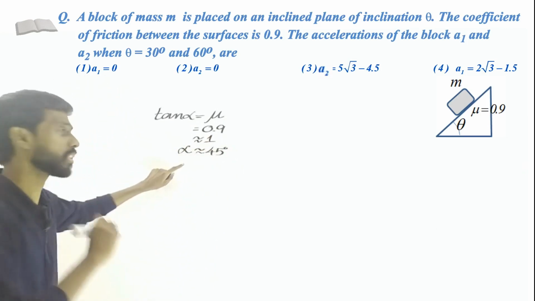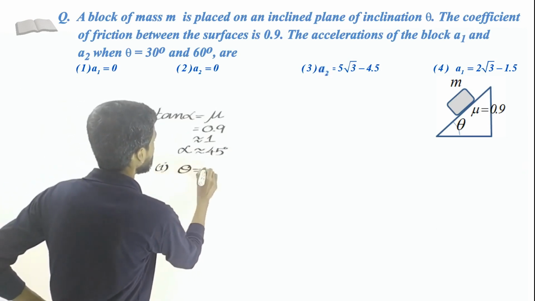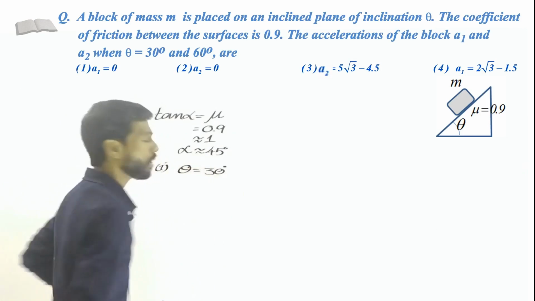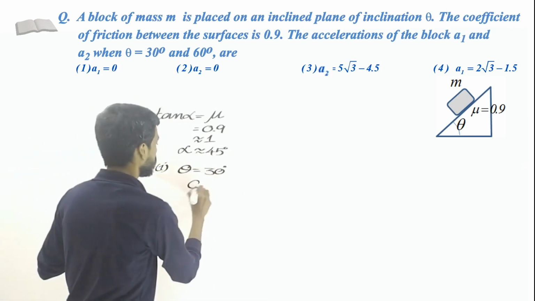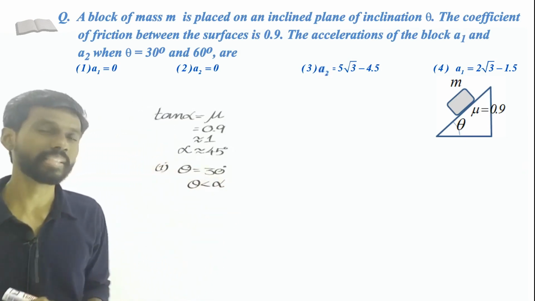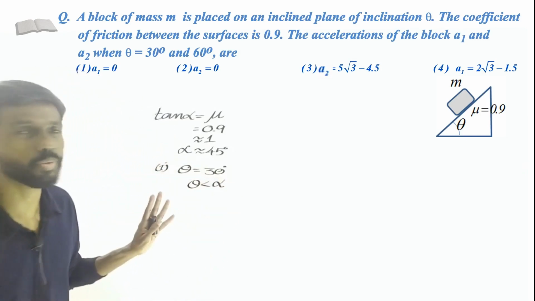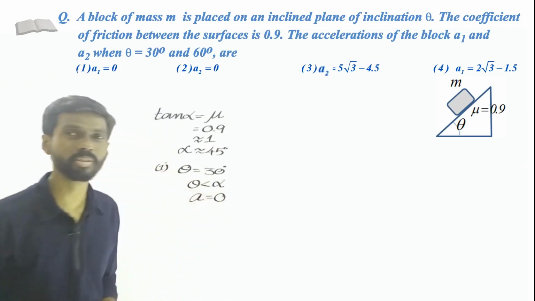Now take the first case. In the first case, the angle theta is given to be 30 degree. Is it more or less than this angle alpha? This theta is less than alpha. When the angle is less than the angle of repose, the object does not move. So that means the acceleration in the first case is 0. That's all very simple.